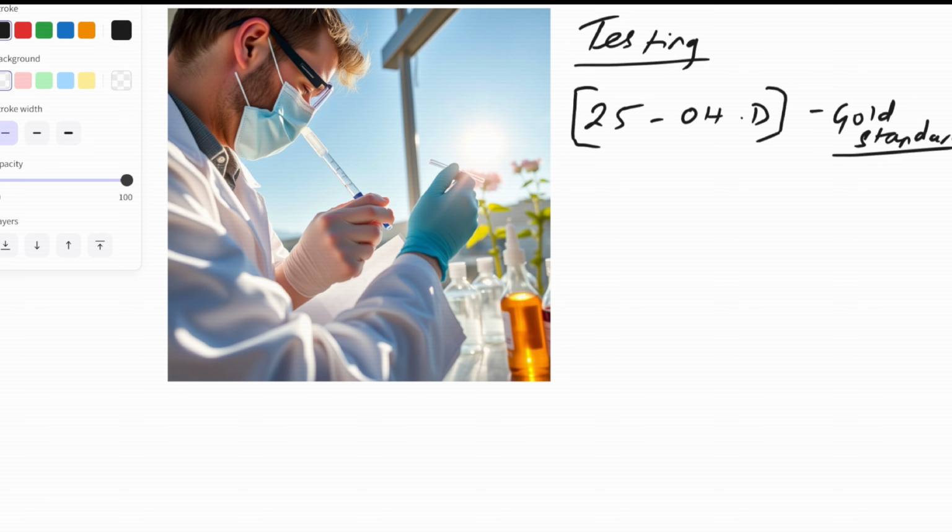The question that could come here is, why not 1,25 OH2D, which is calcitriol, for routine assessment? So measuring active calcitriol is usually not useful for assessing general vitamin D deficiency. Why? Because its levels are tightly regulated by PTH.